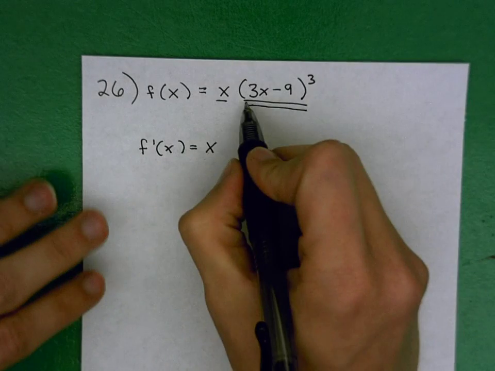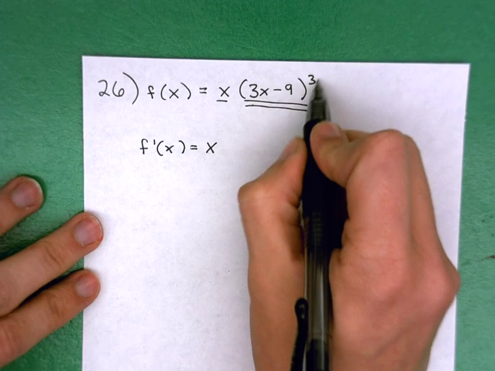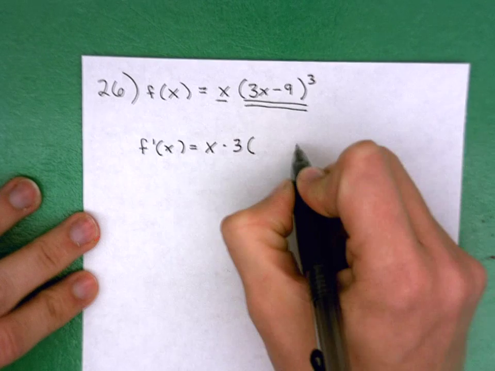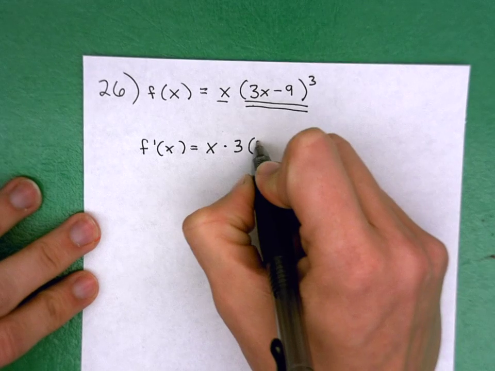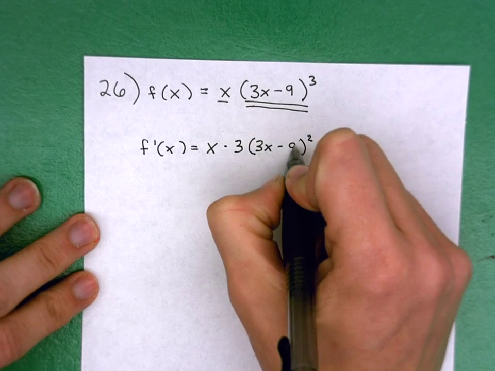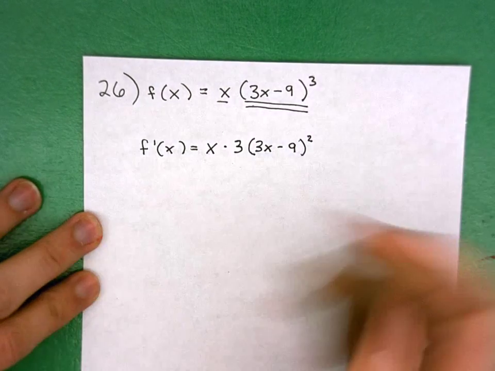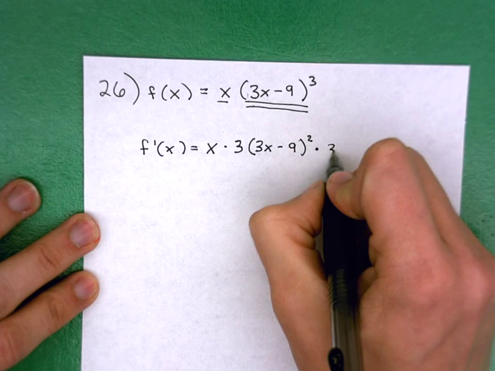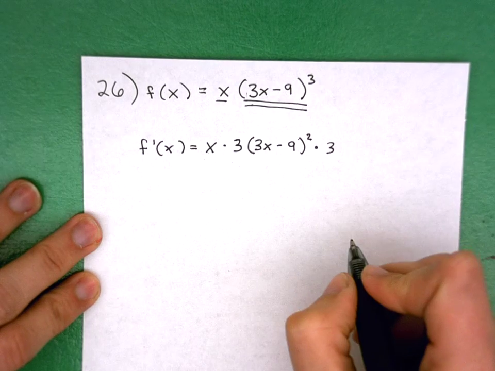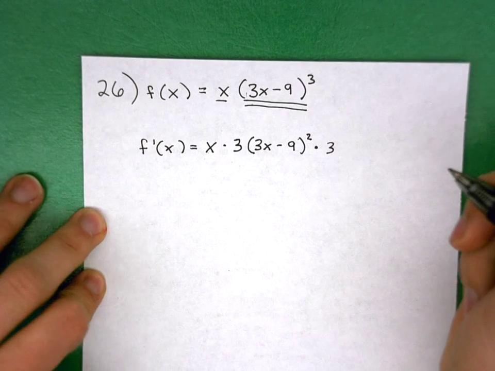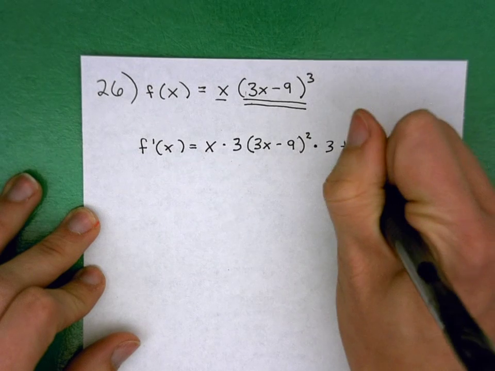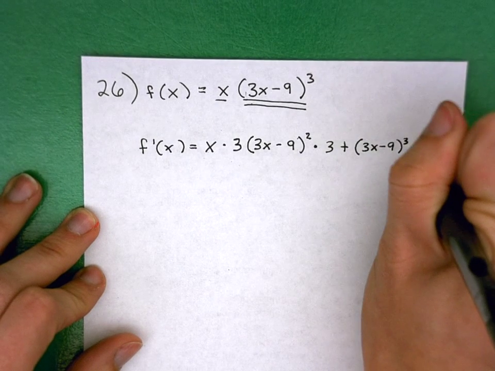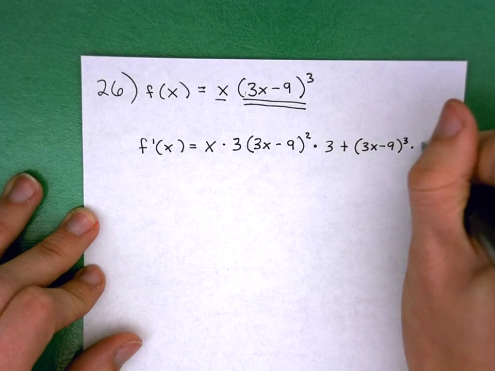Okay, so with those parentheses, I'm going to be looking for my outside function, which is that cubed. I'm going to bring that 3 down and subtract 1 from the exponent, and again, leave the guts alone. Then you're going to times by the derivative of the guts. The derivative of 3x is 3, derivative of 9 is 0. Okay, so that's my f g prime. Then I've got plus my g, which is 3x minus 9 quantity cubed, times f prime, derivative of x is 1.